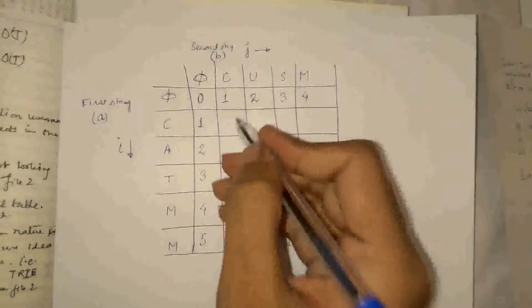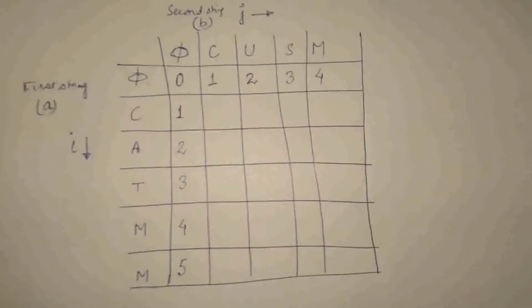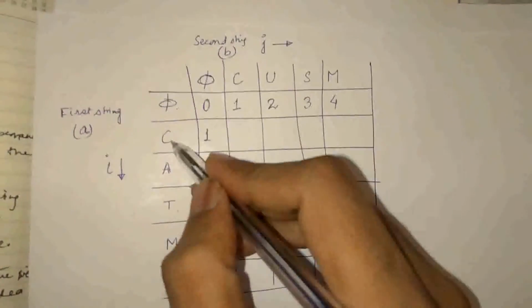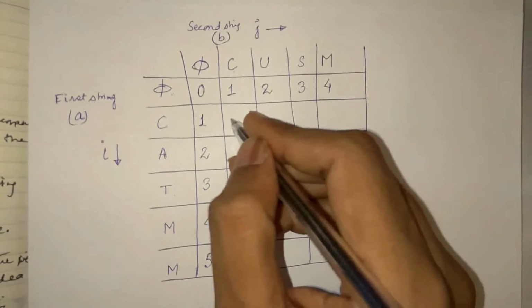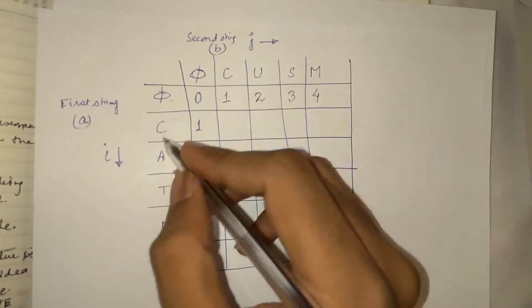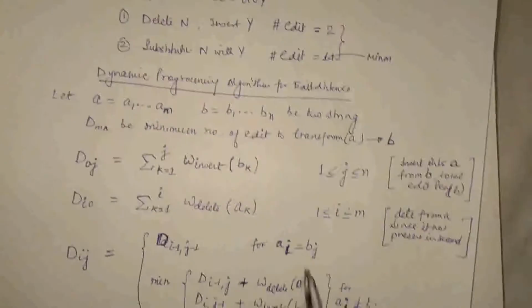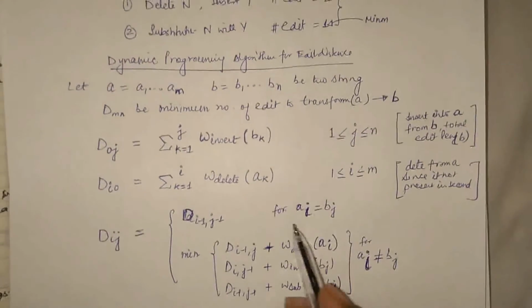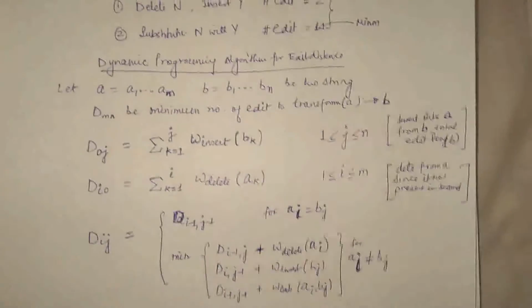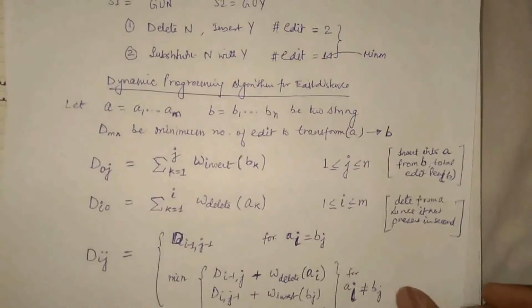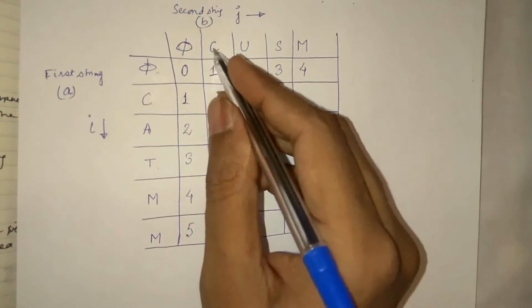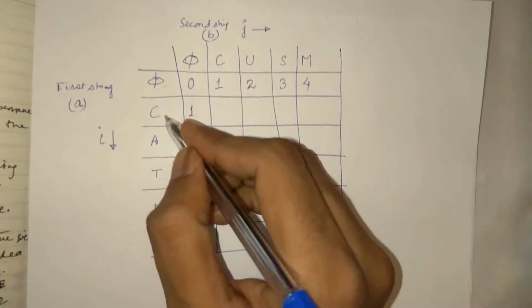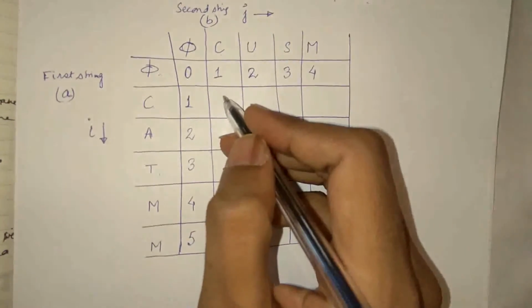Now come to the second part. Second part says, if these two characters, we have to find this cell value, right? So we need to check first these two, C and C, that is A i equals B j. Yes, these two are equal. If these two are equal, we don't need to perform any operation, we will just pick up the diagonal value, right? If this and this are equal, we need not perform any operation, we will just take the diagonal value.